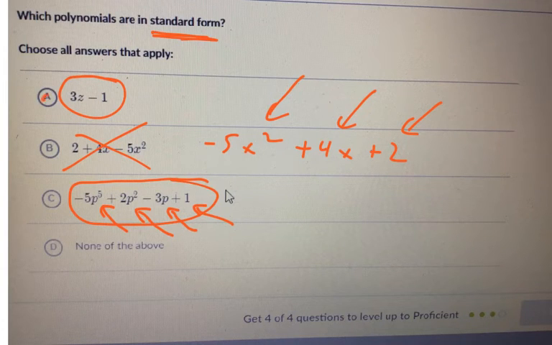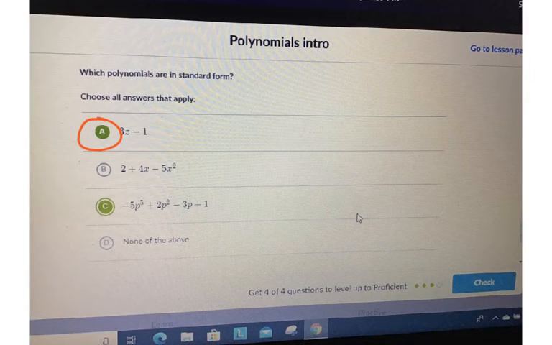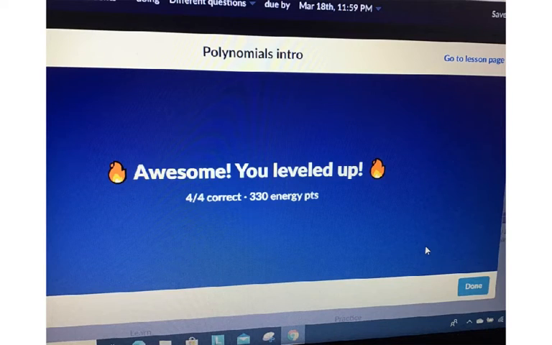So I'm going to click on A and C. And then I'm going to click check. As you can see here, I clicked AC. I'm going to click check. Awesome. I leveled up. I got 330 energy points.